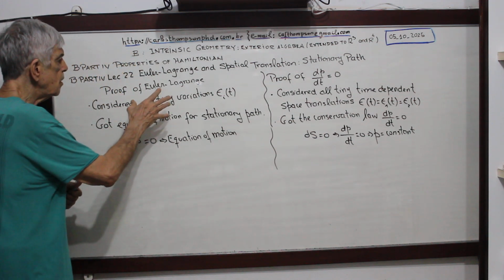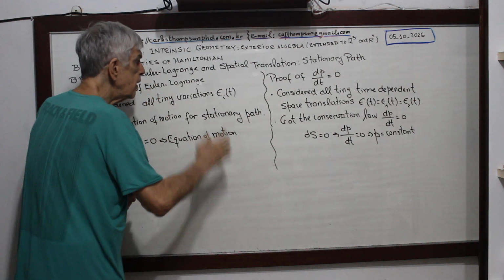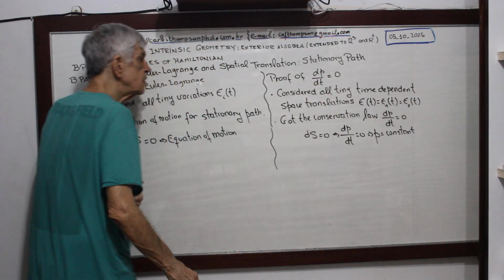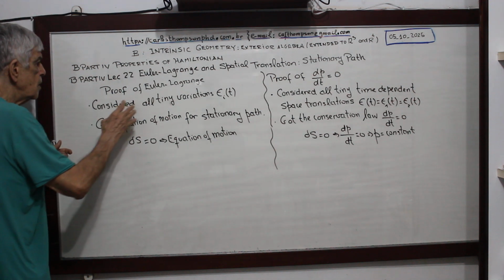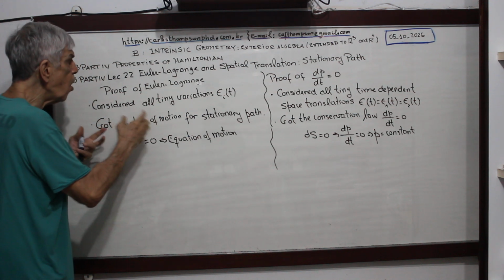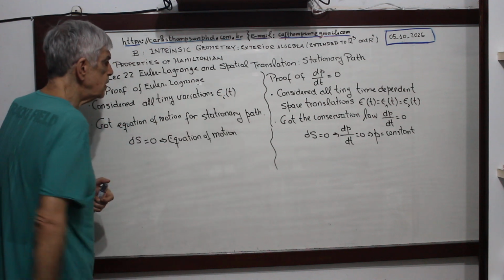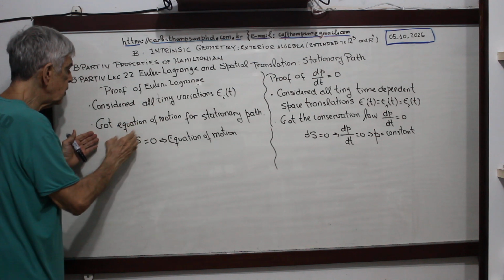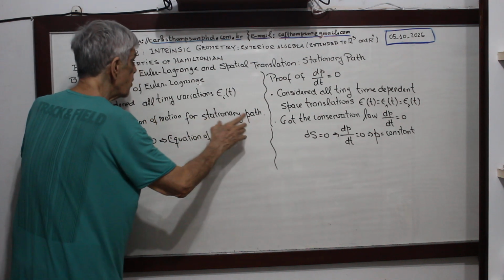Now, I compare the proof of Euler Lagrange and the proof of the conserved total momentum. First, to prove Euler Lagrange, what we did was consider all tiny variations epsilon I of t. Also, from there, we got the equation of motion for the stationary path.